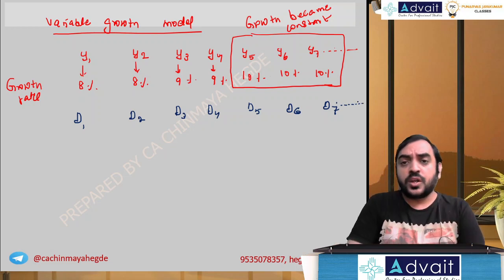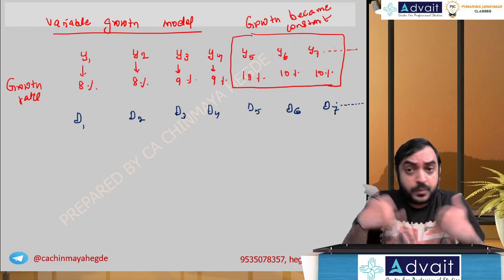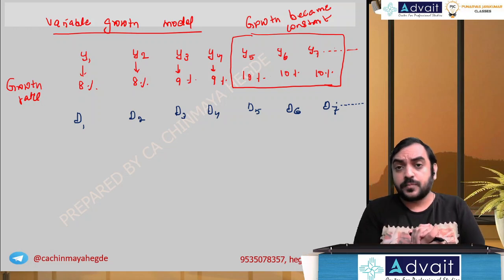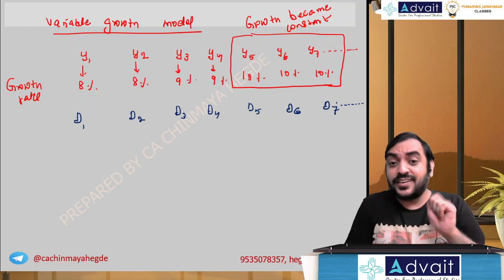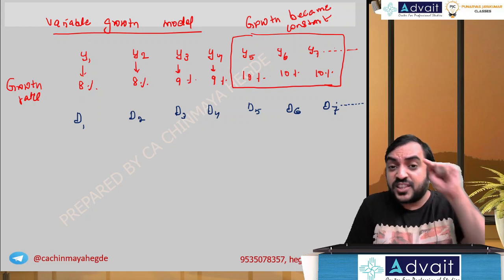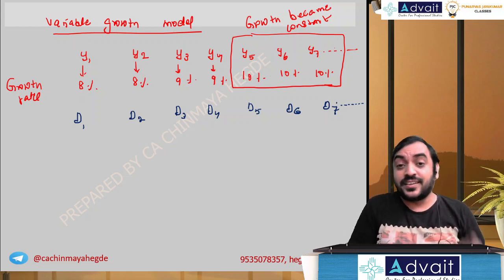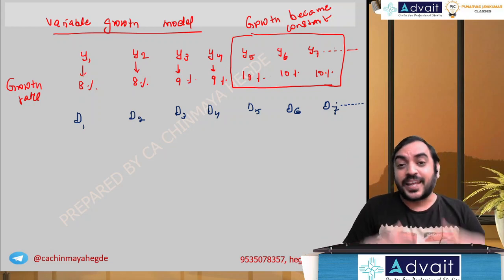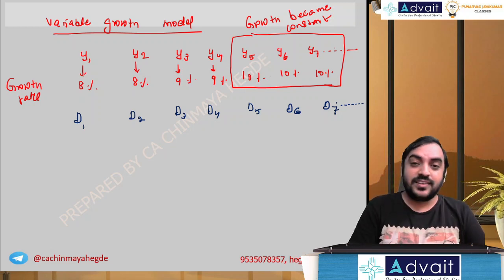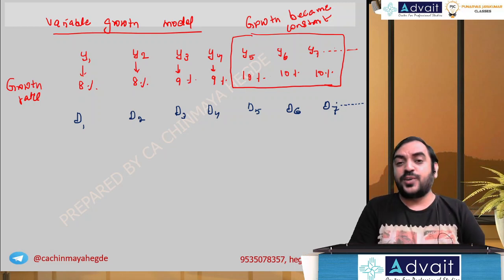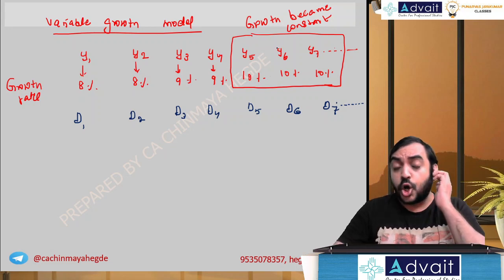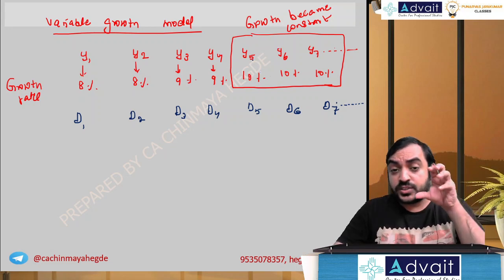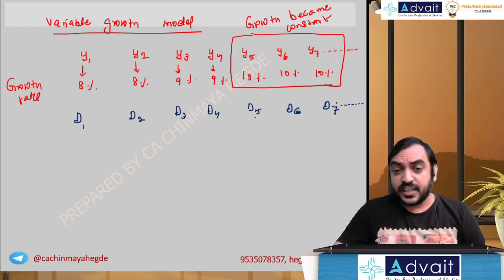Here I cannot use the Gordon growth model because from the starting point, the growth rate is not the same. But the growth rate becomes constant. From which year? From the 5th year onwards, the growth rate becomes constant. Now when the growth rate becomes constant, I can apply the Gordon model. We have just learned the formula as well. When I use the Gordon model, not at the beginning, but using D5, D6, D7 onwards, I take the present value of these, dot dot dot forever.